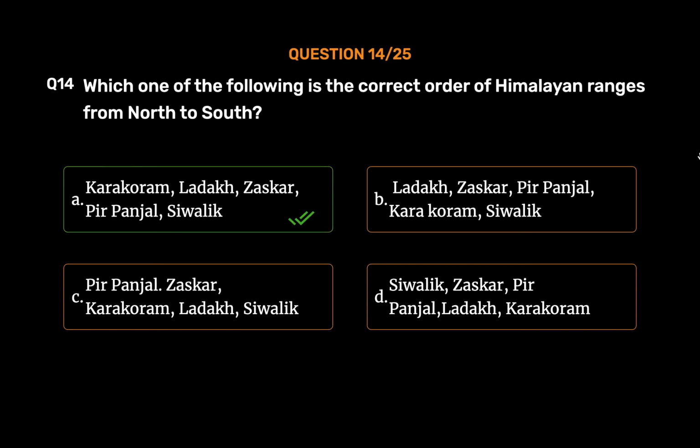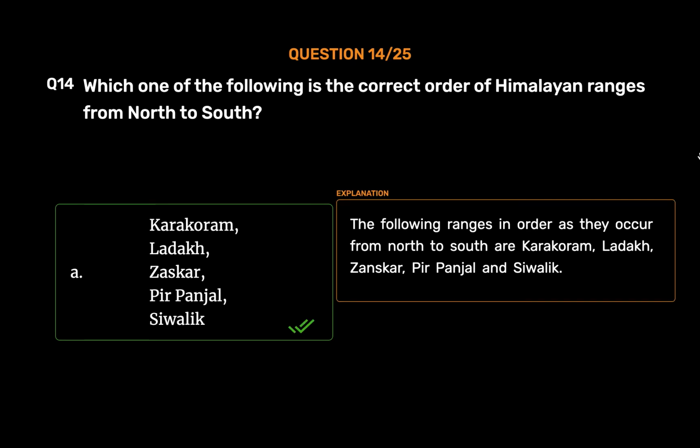Karakoram, Ladakh, Zaskar, Pir Panjal, Sivalik. The following ranges in order as they occur from north to south are Karakoram, Ladakh, Zanskar, Pir Panjal, and Sivalik.